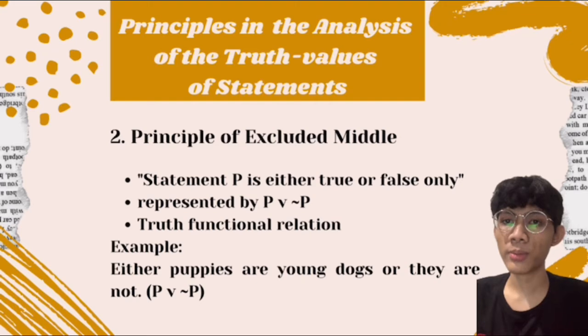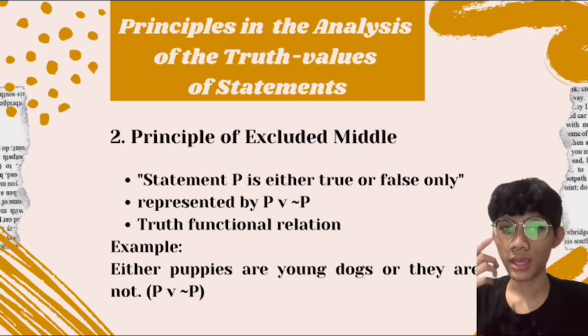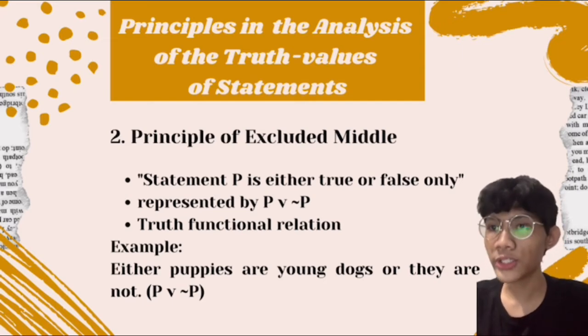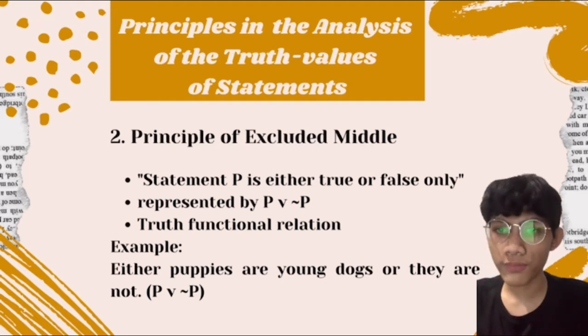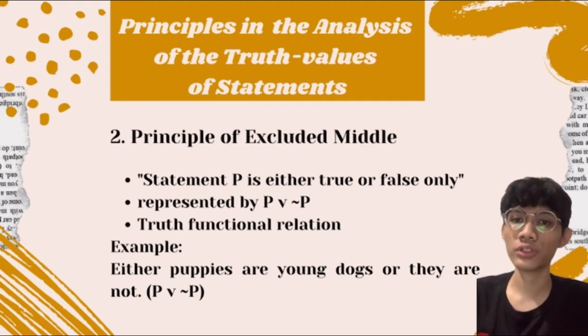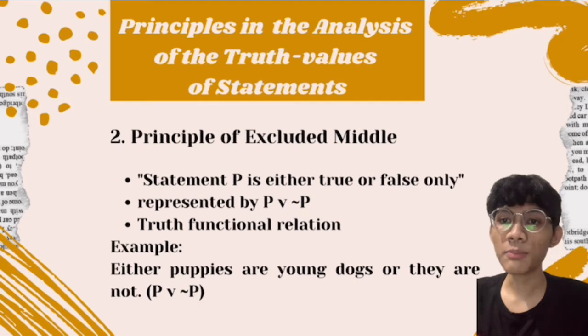The principle is represented by P, then the letter V, then tilde P. So for example, we have here either puppies are young dogs or they are not. You do not have a third truth value. Supposing you know that P is true, then without further investigation, you also know that the negation tilde P is false, following the principle of excluded middle. Why? Because you know that the truth of P is stable over time following the principle of identity, and you know that P can either be true or false only.